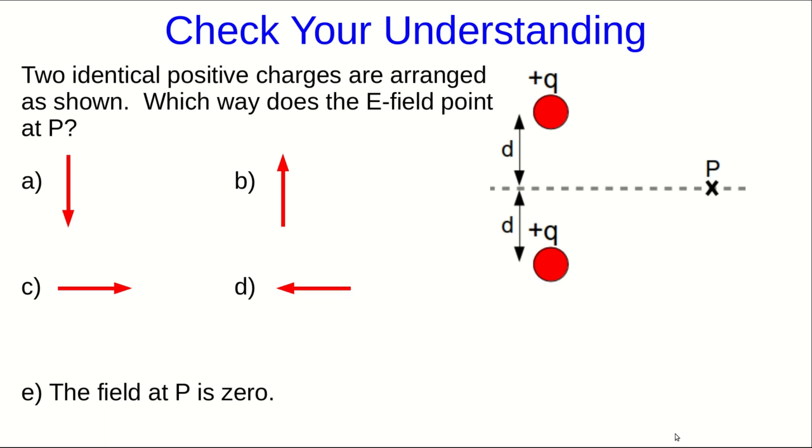At one point in calculating that electrical field, I used a slightly subtle argument. It's an important argument, so I want you to see whether you can use the same sort of argument in a similar situation. Here we have two identical positive charges, and I want to know which way the E field points at the place that I've labeled P.